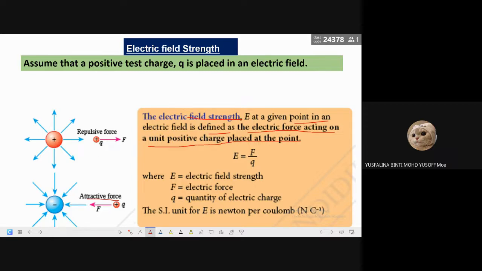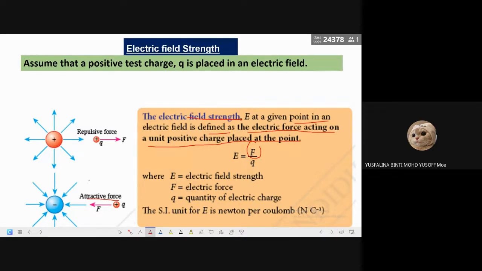So we use a positive charge only. We put it near the charge, let's say a positive charge, and it pushes the test charge away, right? So we can find the electric field strength by using the formula E equals F over Q. The F is the repulsive force caused by the charge to push the positive charge away from it. So it's E equals F over Q.